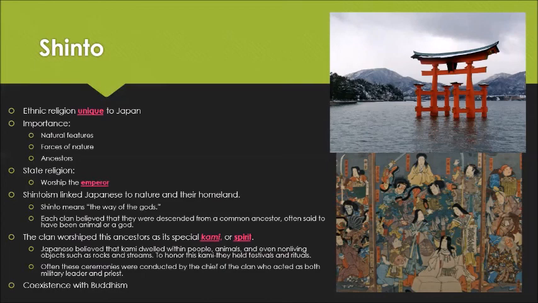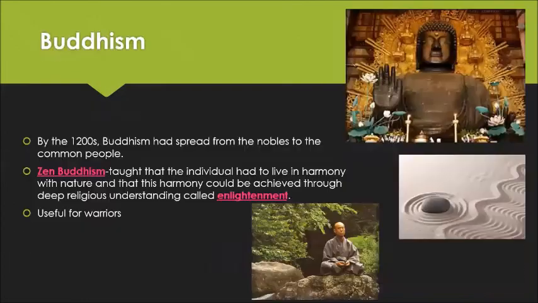Right? It actually moved quite well in flow with Buddhism. Right. So by the 1200s, Buddhism has spread into the nobility and common people of Japan, and it's about harmony in nature and going through that harmony to reach enlightenment. And so that's kind of how it works so well with the Shinto religion.